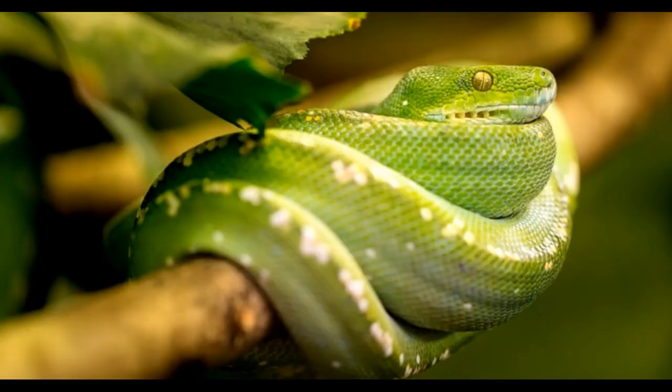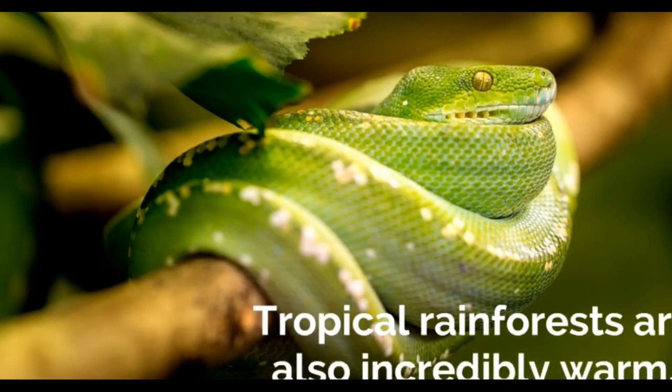Tropical rainforests are also incredibly warm. There are no cold tropical rainforests. All tropical rainforests are very warm all year long. The plants and animals thrive in the warm temperatures. Animals like this snake enjoy eating lots of prey because of how many animals live in this exciting ecosystem. For this reason, snakes tend to be larger in the tropical rainforest ecosystem.